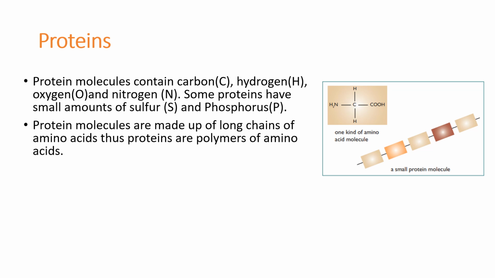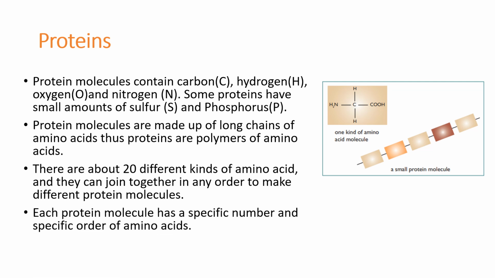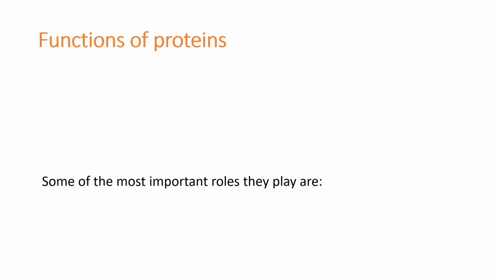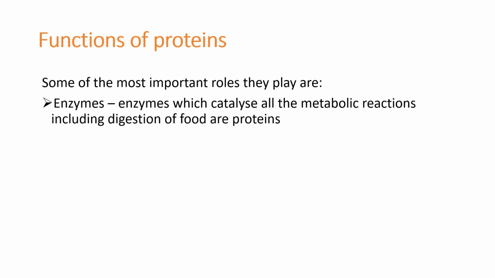The diagram shows a protein molecule which is made up of a chain of amino acids. There are about 20 different kinds of amino acids, and they can join in any order to make different protein molecules. So each protein molecule has a specific number and specific order of amino acids. Functions of proteins. Proteins have a wide variety of roles in our body, and let's see some of the most important roles they play in our body.